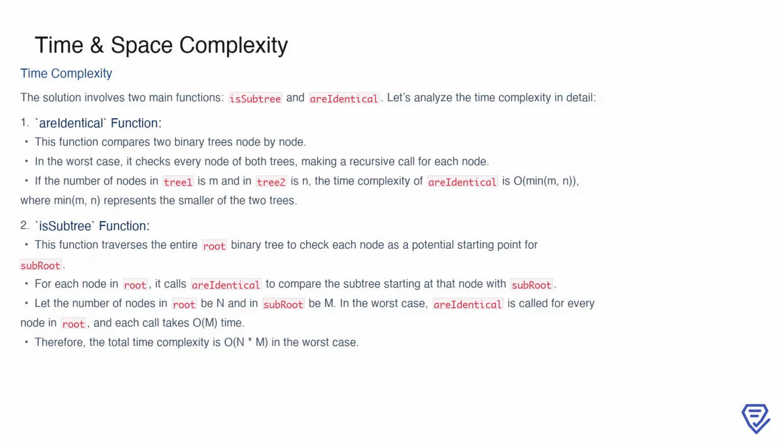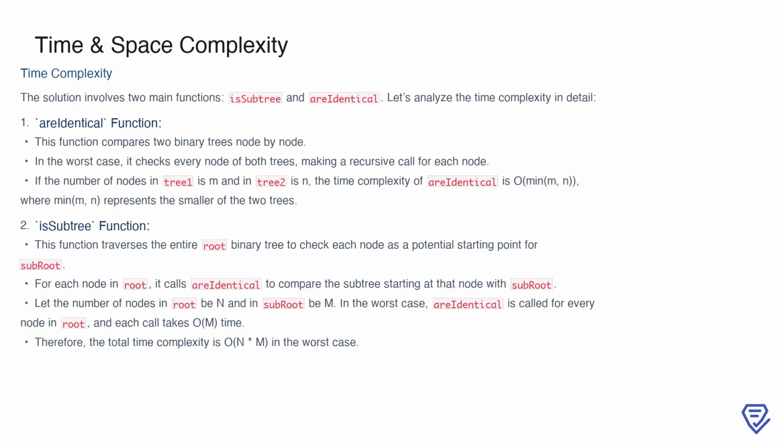To analyze the time complexity of our solution, we focus on the two primary functions, isSubtree and are_identical. Starting with are_identical, this function is responsible for comparing two binary trees node by node. In the worst-case scenario, it needs to check every node of both trees, making a recursive call for each node. If the first tree has m nodes and the second tree has n nodes, the time complexity of are_identical is O(min(m, n)), because it only compares nodes up to the size of the smaller tree.